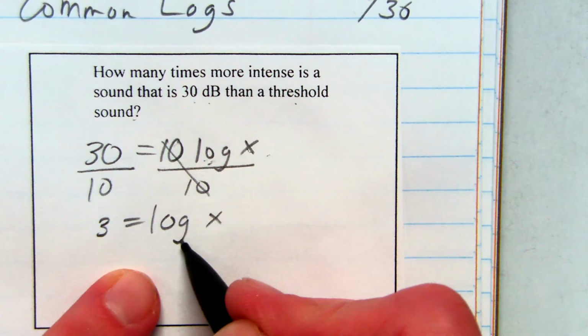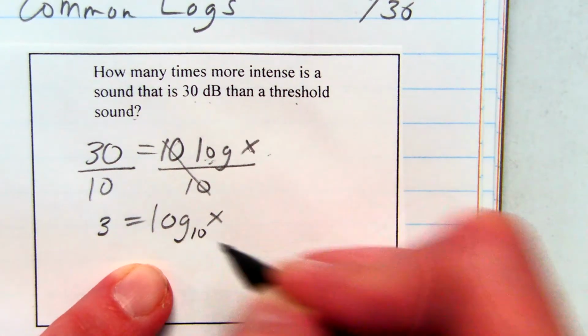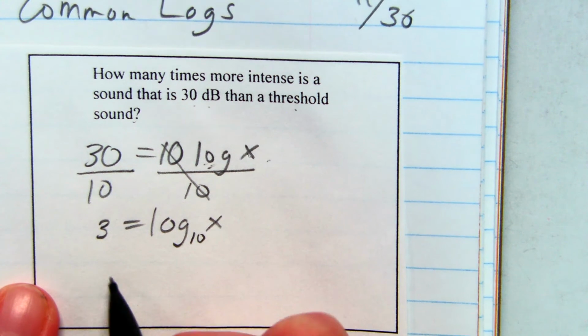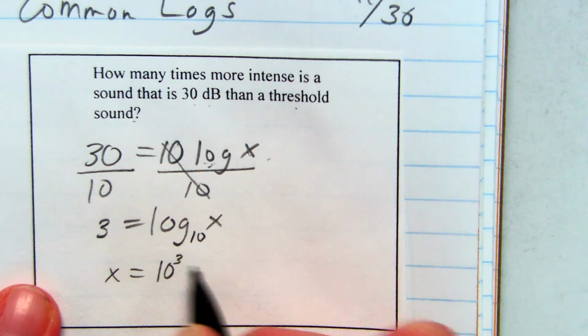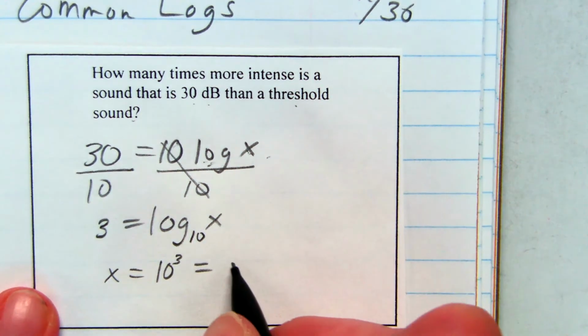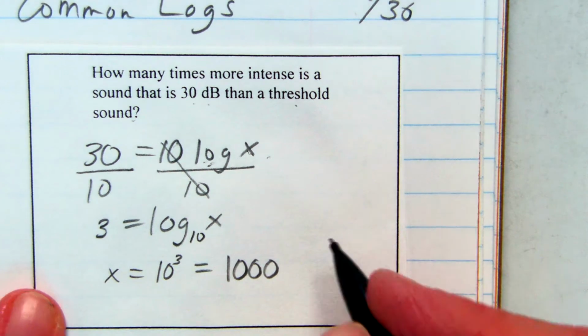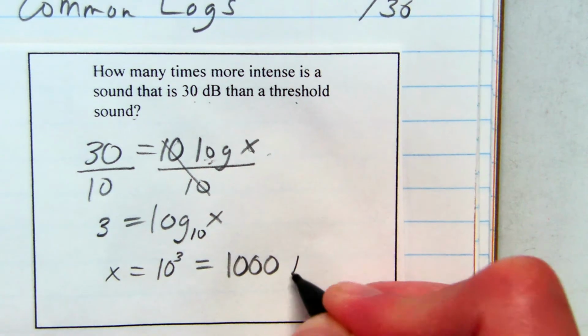And since this is a common log, it is base 10. So to solve it, you would basically have x be 10 to the 3rd power, which is 10 times 10 times 10, which is 1,000.